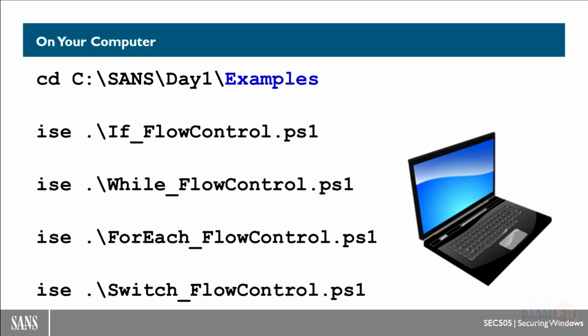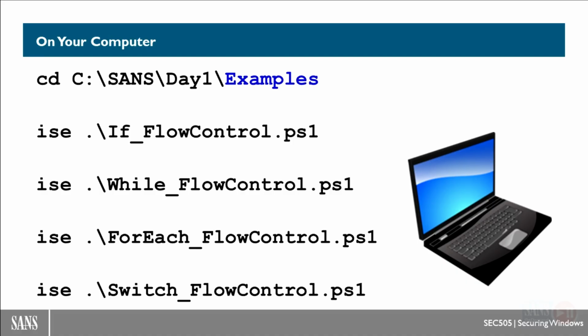So in the day one folder, if you go to the examples subdirectory, you'll see lots of scripts. How do you know which script contains what? Well, in your manual, in the gray text boxes, if it has # script, colon, and then followed by the name of the script, that's the name of the script here inside the example subdirectory. As we talked about earlier, the ISE command is short for PowerShell ISE, and that'll open up the script inside of a new tab.